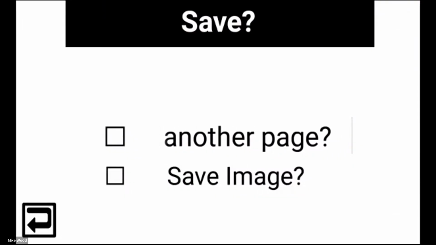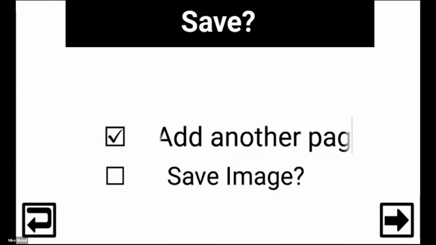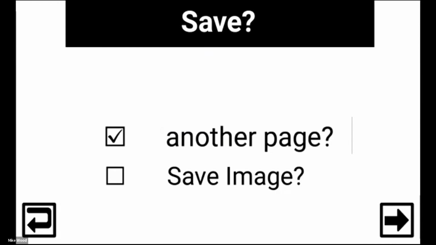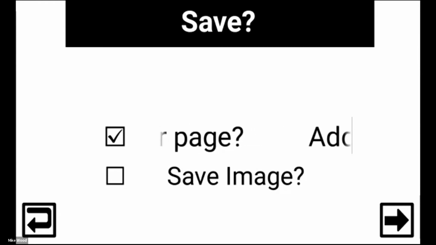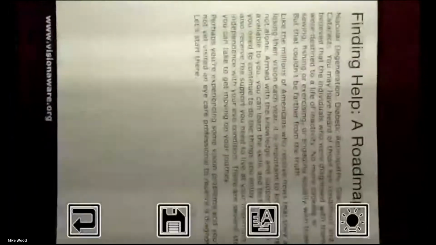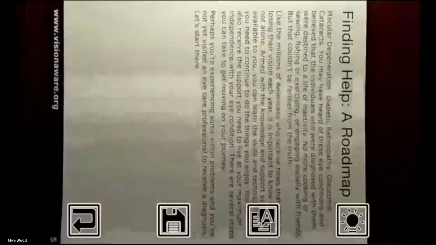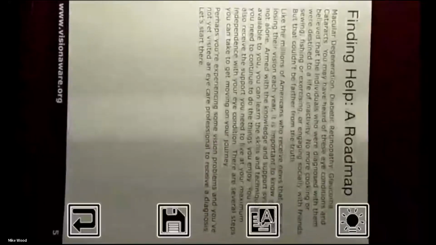And it pops up and says, do you want to add another page or do you want to save the image? So I'm going to add another page. I'm going to flip that over to a new page in my book itself. Now I'm going to hit that arrow on the bottom right-hand side. And now I've got my second page here. So, Finding Help: A Roadmap. So then what I'm going to do is hold that up. It's clear. Hit the capture button again.